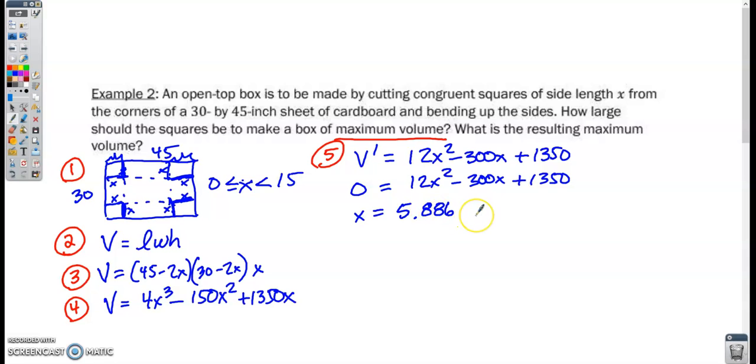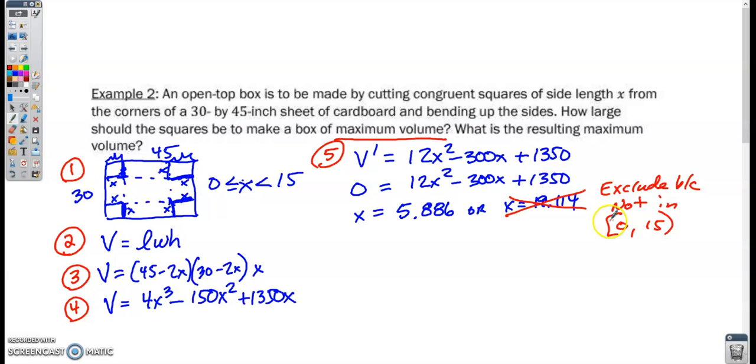I've already solved it. It's x equals 5.886 or x equals 19.114. This one we can exclude because it is not in the interval from 0 to 15. Okay. Actually, let's make that open on both ends, because x can't be 0 either. Duh, we've got to cut a block out. Sorry. All right. And so now I make my sign chart.